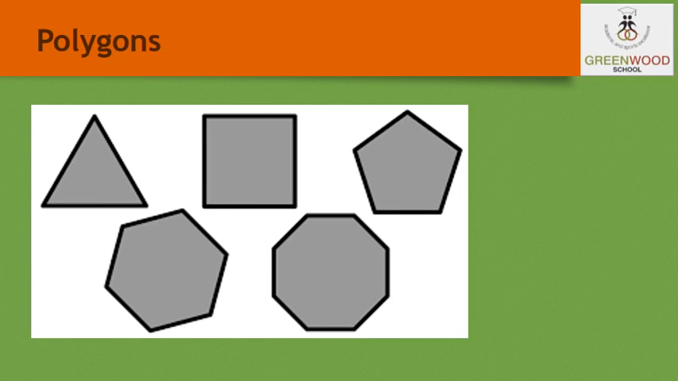Now we'll learn about different types of polygons. The polygon with three sides is called a triangle. The polygon with four sides is known as a quadrilateral. The polygon with five sides is known as a pentagon. The polygon with six sides is known as a hexagon. And the polygon with eight sides is known as an octagon.